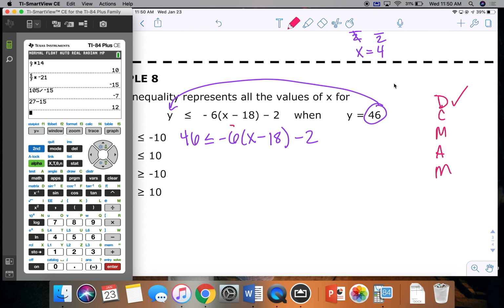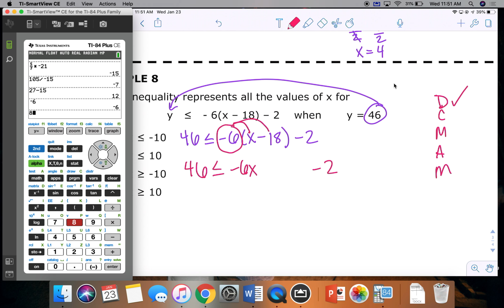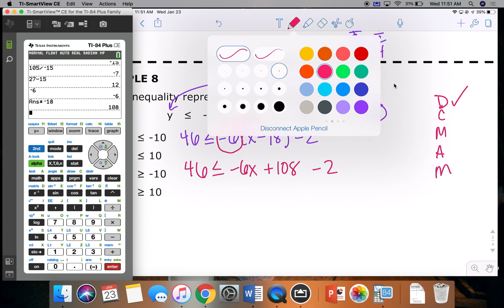I do have parentheses to distribute, so I distribute that negative 6. Remember, anything that is not in parentheses is not going to change. So negative 6 times x is negative 6x. Negative 6 times negative 18 is a positive 108.